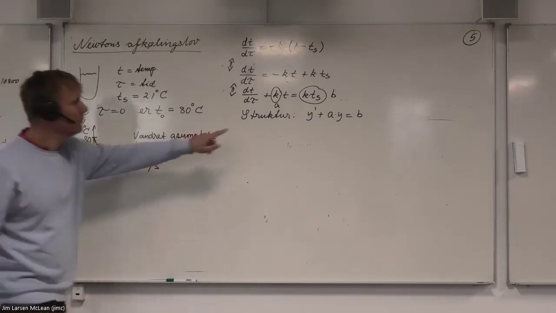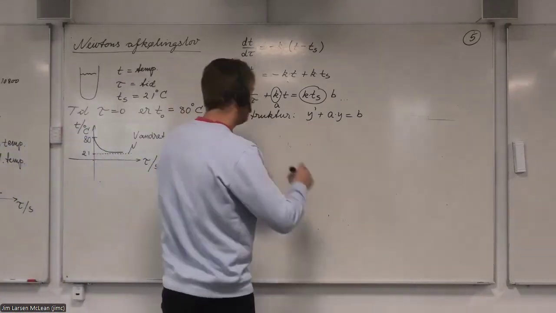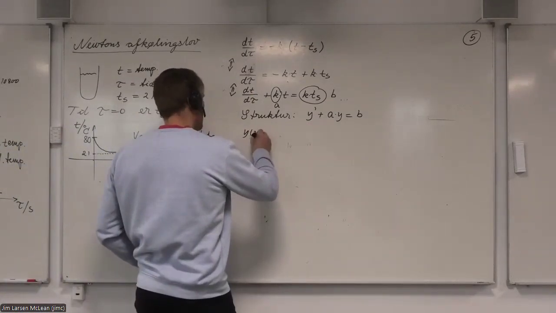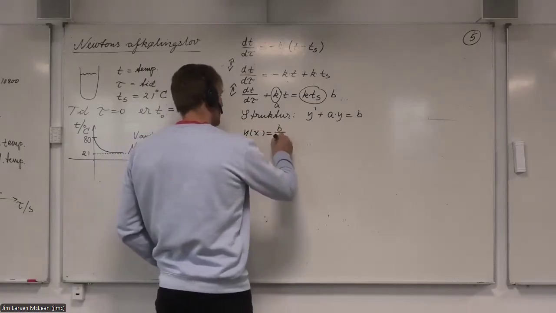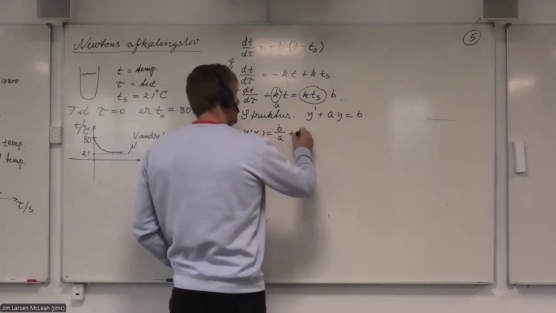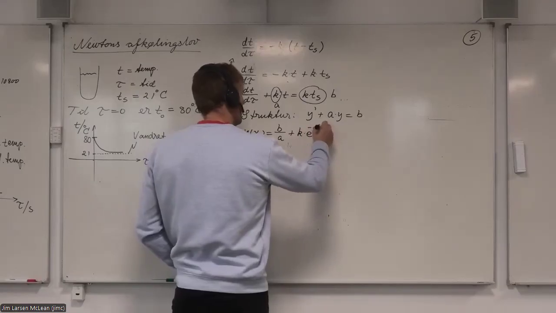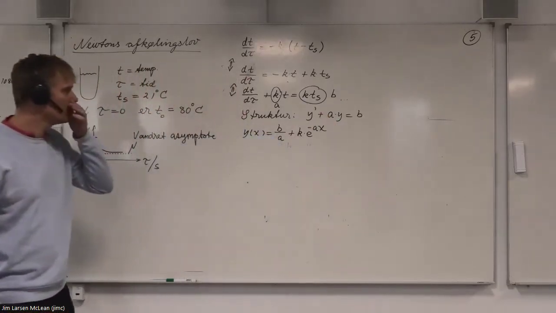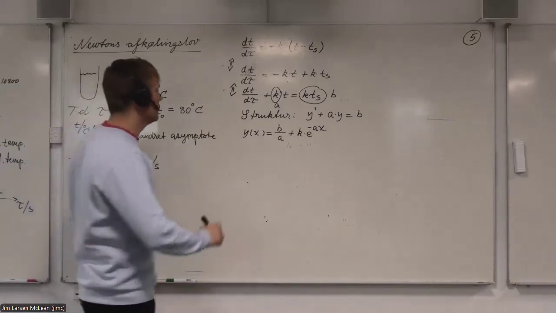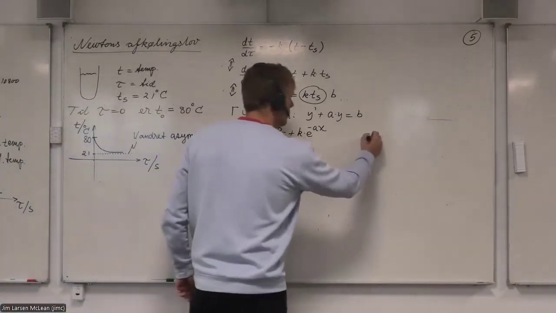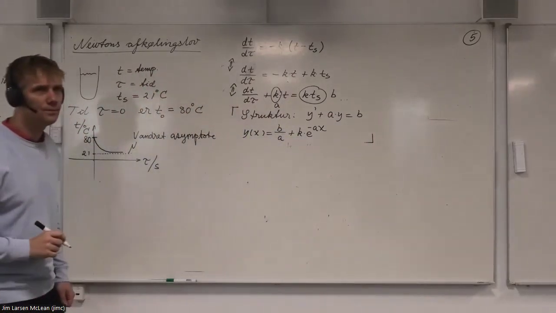And we know how to solve that differential equation because we just proved it. The solution was B over A plus a constant K times e to the minus A x. So I can use that solution structure to solve that differential equation. So this is just a little reminder box we use to solve the problem.